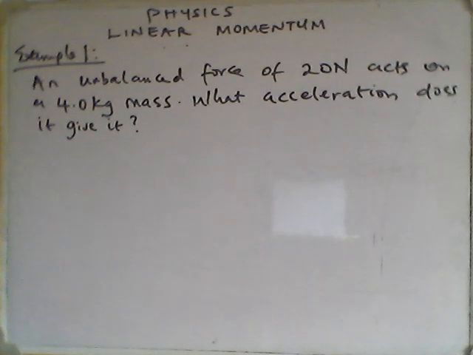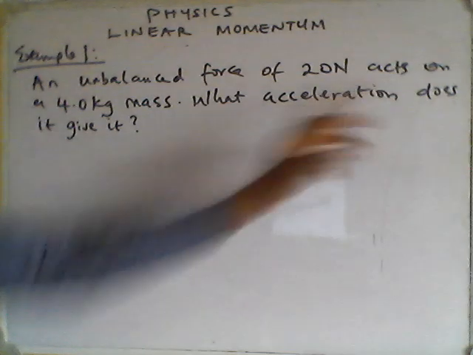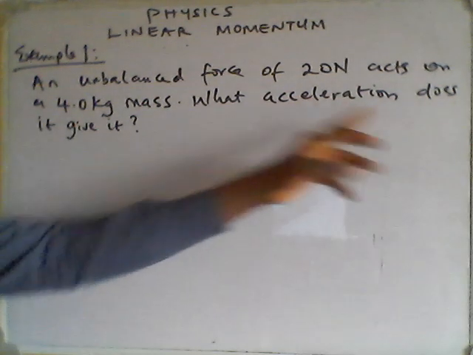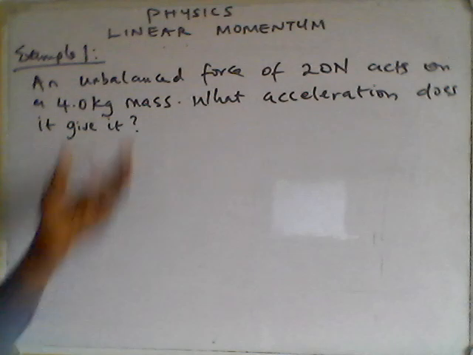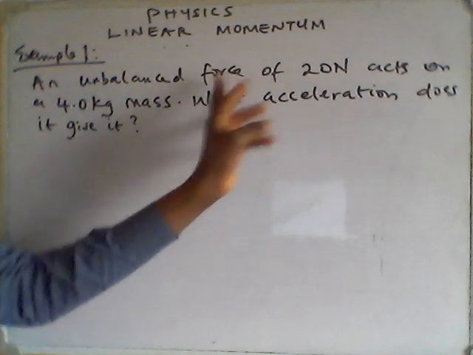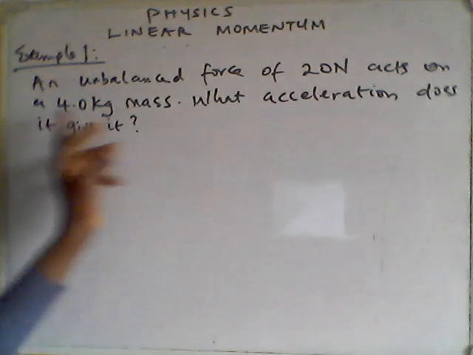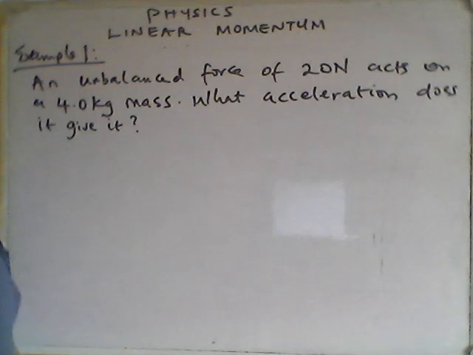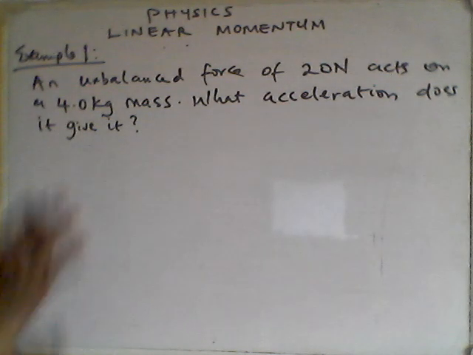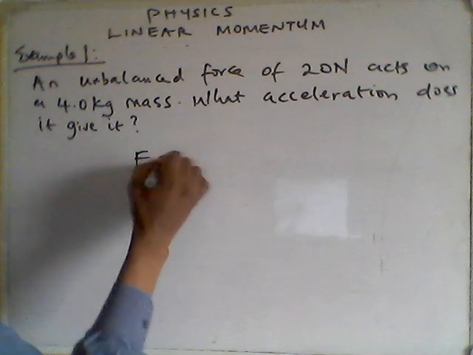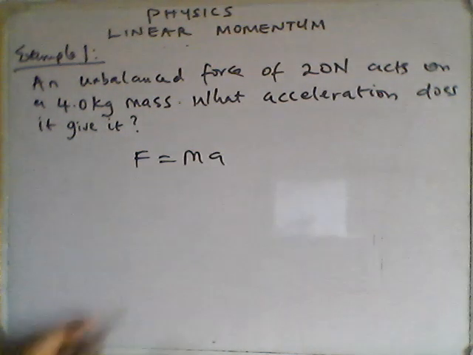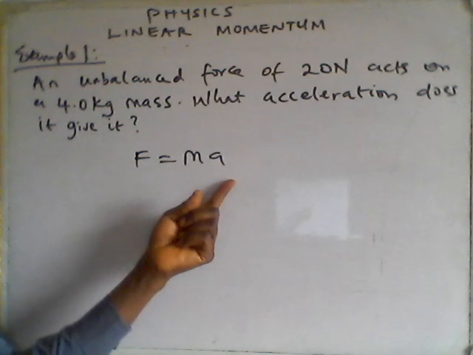Okay, a simple question on the board. It says an unbalanced force of 20 Newton acts on a 4 kg mass. What acceleration does it give it? So I have two parameters here. Force is 20 Newton and mass is 4 kg, and I'm asked to get acceleration. What's relating these three different parameters is this formula, F equals ma. Remember, this formula stems from Newton's second law.